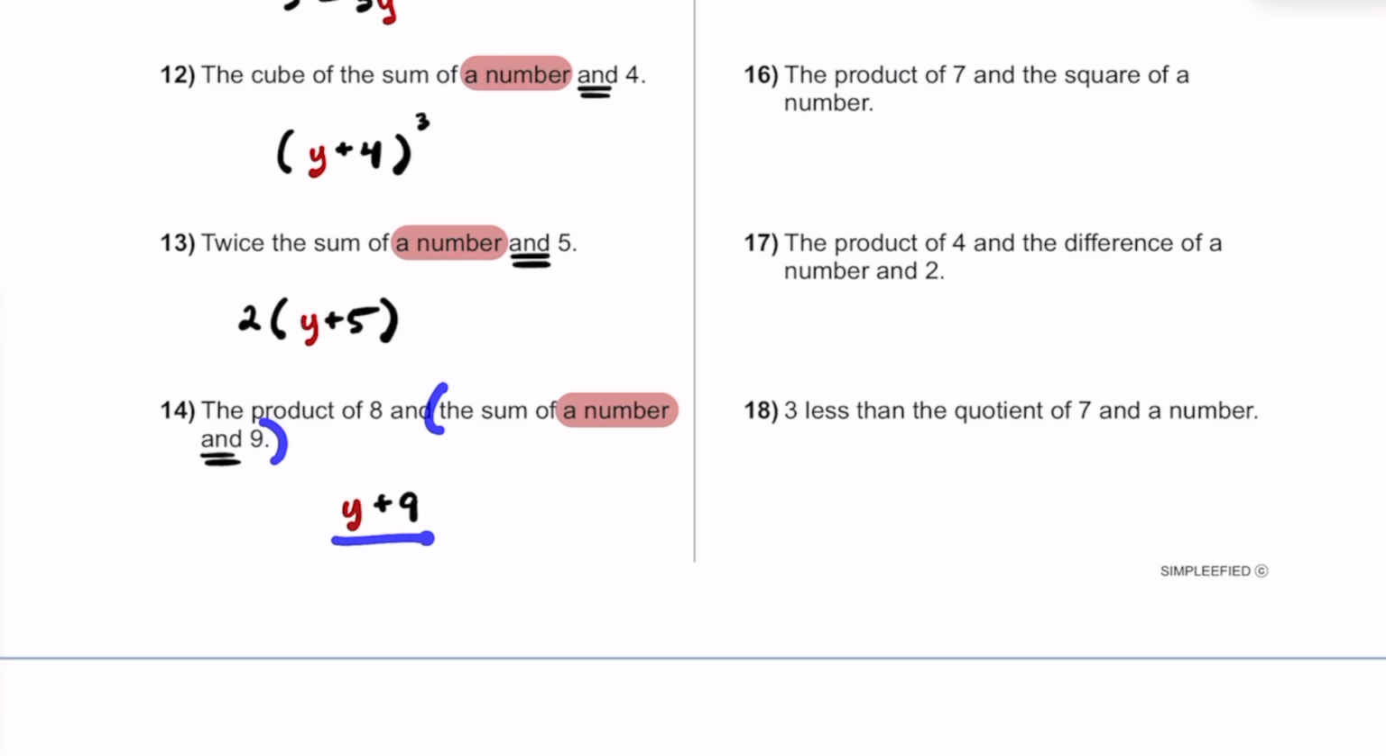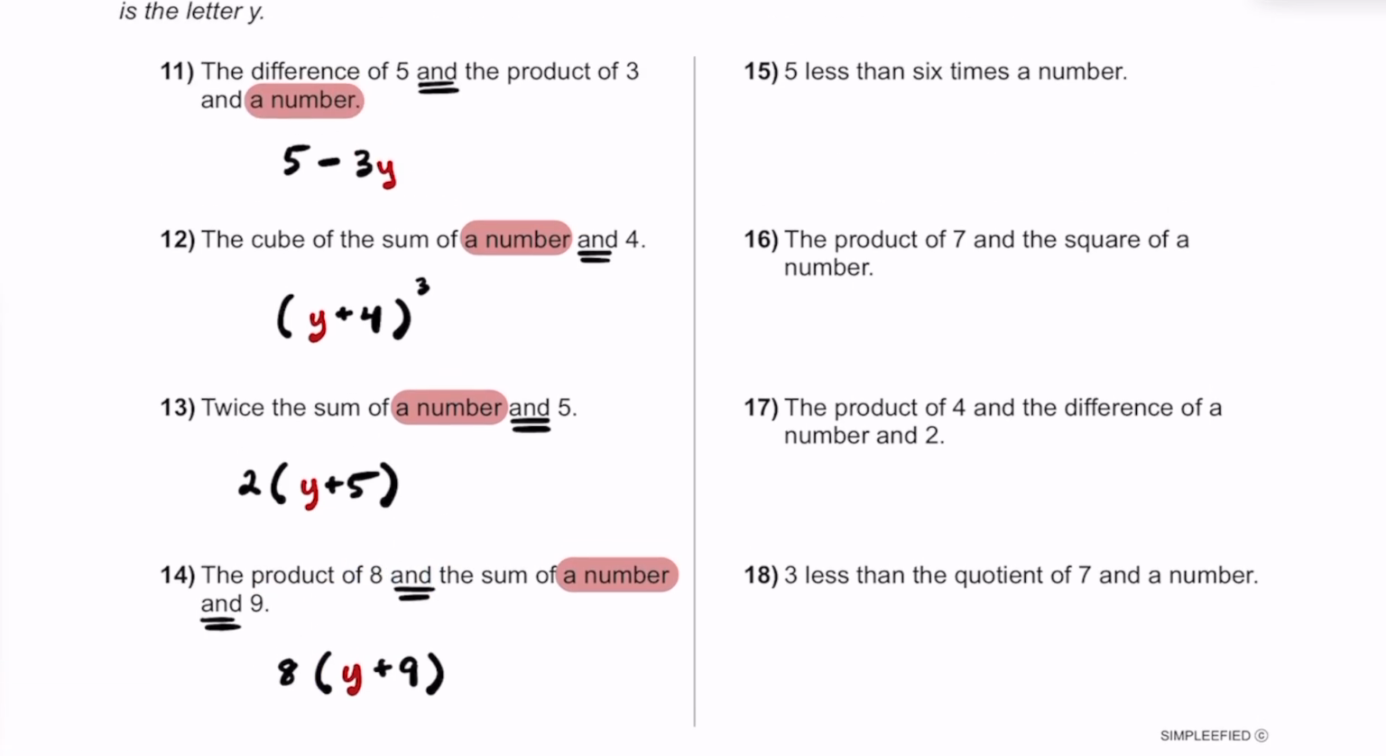Okay, and then what are we supposed to do? We're supposed to find the product. Product means we are multiplying. The product of what? 8 and whatever this thing is right over here. We have another word and, which means the two things we're multiplying here are going to be 8 and then the sum of a number and 9, right? So the product means we're multiplying. This is 8 times, here's the product, it's 8 times this whole thing. But then what's the sum? The sum is that y plus 9 part. So this sum is right inside here, and this 8 is being multiplied by this whole sum afterwards.